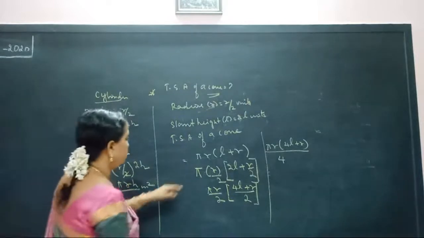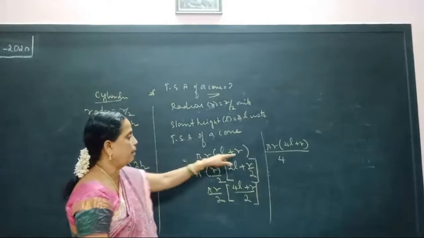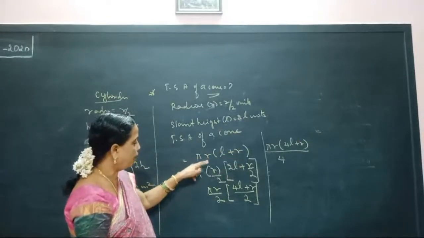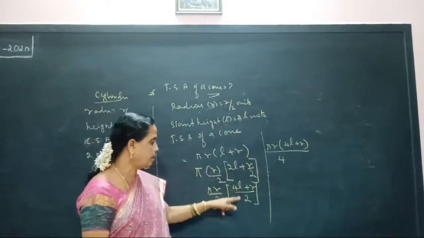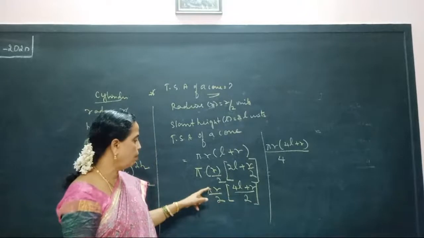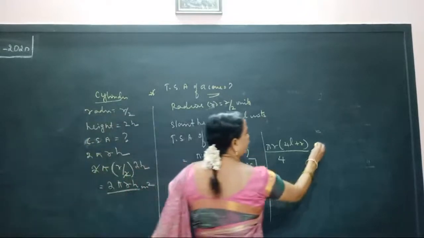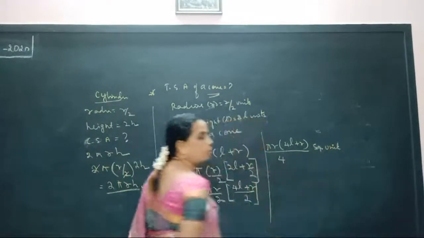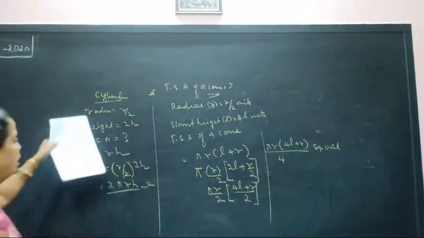That formula is pi r into l plus r, that is curved surface area plus base area. To that, I substitute r as r by 2, l as 2l. Taking LCM, 2 into 2, 4, pi r into 4l plus r is the total surface area, in square units.